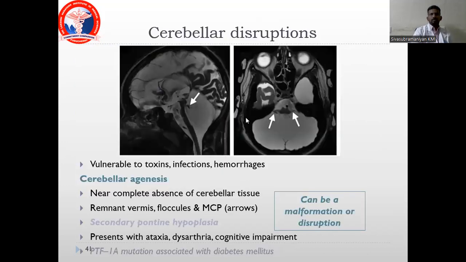Moving on, we have cerebellar disruptions where there is agenesis of the cerebellar hemisphere. These are due to infections or antenatal toxin exposure or hemorrhages. There is no mutation or intrinsic abnormality. It is a disruption of the normal development of the cerebellum. So you have a near complete absence of cerebellar tissue. You can see just a small remnant of a cerebellar hemisphere with a large cyst filling the entire posterior fossa. And you can see supratentorial abnormalities as well.